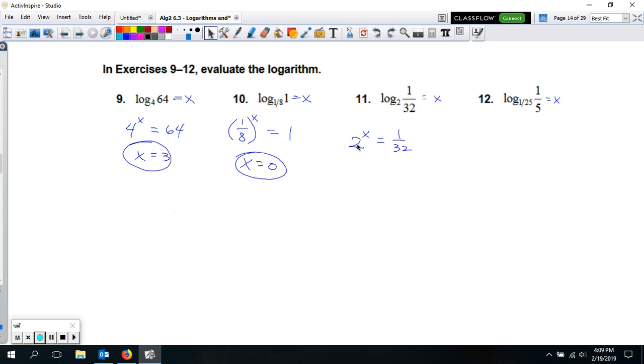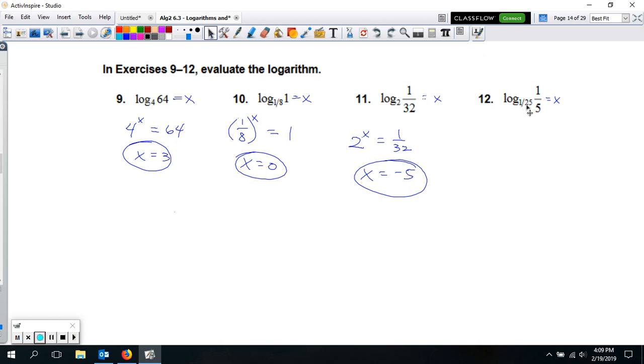So 2 times 2 is 4, times 2 is 8, times 2 is 16, times 2 is 32. That's 5 times. So x has to be negative 5 here to be able to give us this 1 over 32. The negative sign, we'll flip it and make it 1 over 2 to the 5th, and 2 to the 5th is that 32. So our x here has to be negative 5.